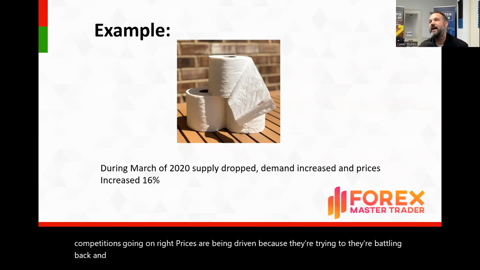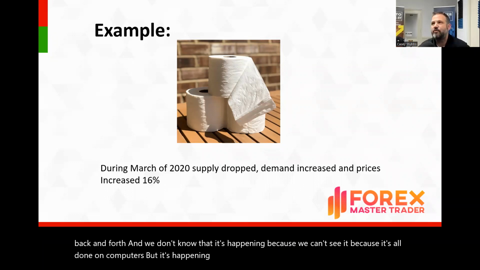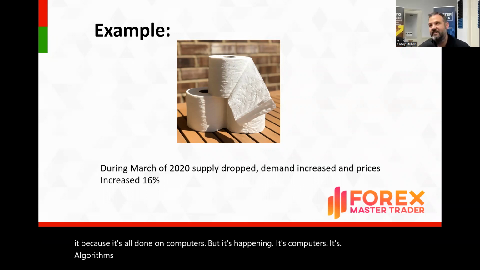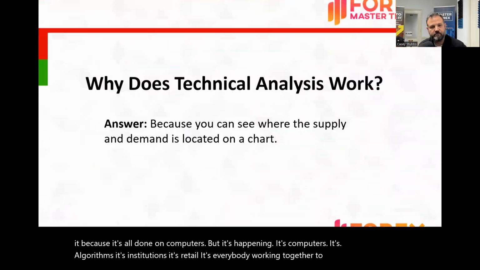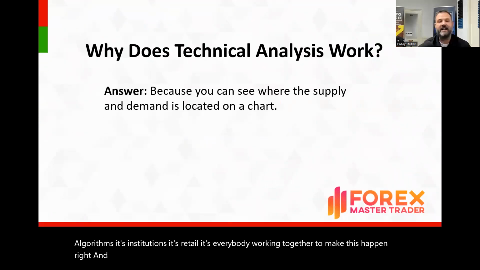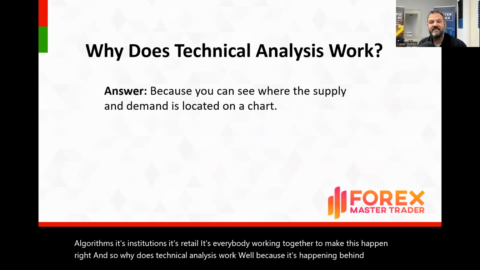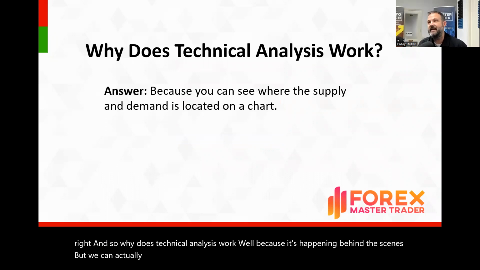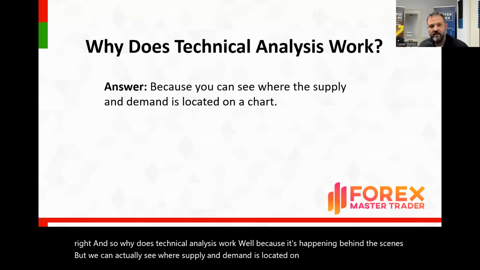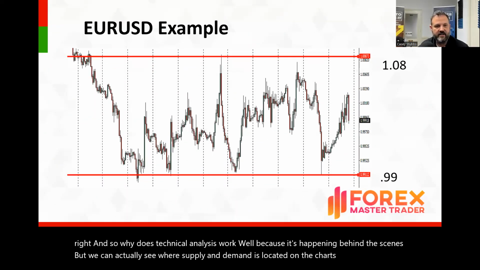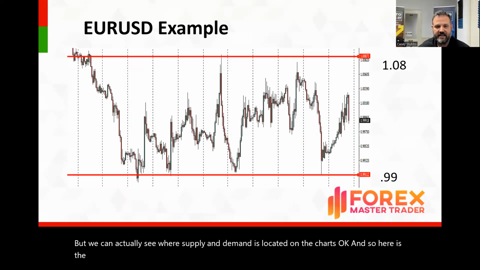And we don't know that it's happening because we can't see it because it's all done on computers, but it's happening. It's computers, it's algorithms, it's institutions, it's retail, it's everybody working together to make this happen, right? And so why does technical analysis work? Well, because it's happening behind the scenes, but we can actually see where supply and demand is located on the charts. Okay. And so here is the euro, a great example of that.